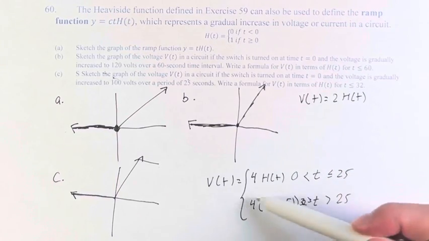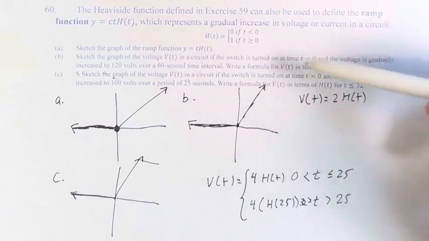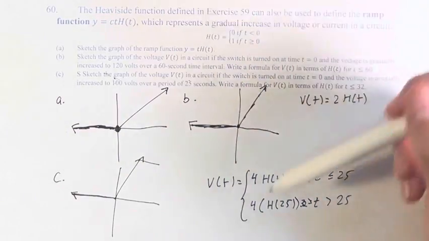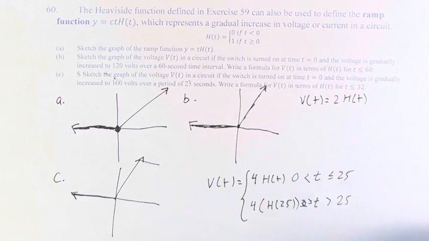And this is sort of a sloppy way of getting it in terms of h of t. Writing this formula, they're probably okay with just giving 100 because it just levels out. But if you want to have it actually in terms of h, it's 4 times h of 25, since that's the value at which it stops.